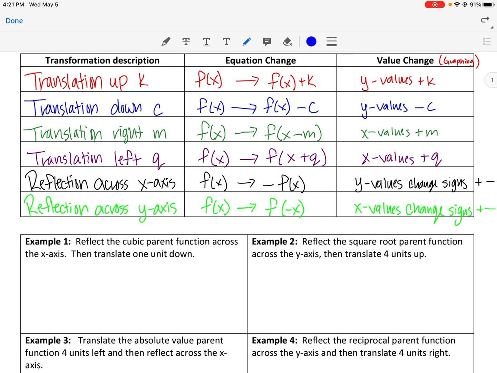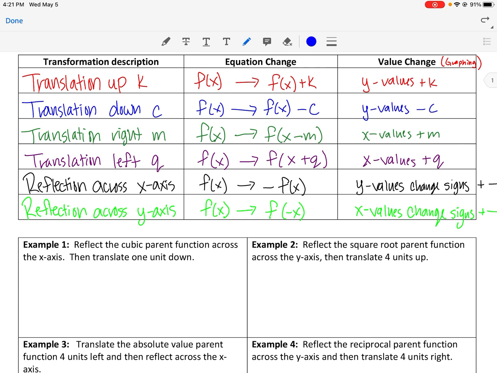So on example 1, it says to reflect the cubic parent function. So if you look back at your notes, the cubic parent function, the original function is y equals, I'll write it down here, y equals x cubed. That's the parent cubic function. And we want to reflect that across the x-axis and then translate it 1 unit down. So reflect across the x-axis.